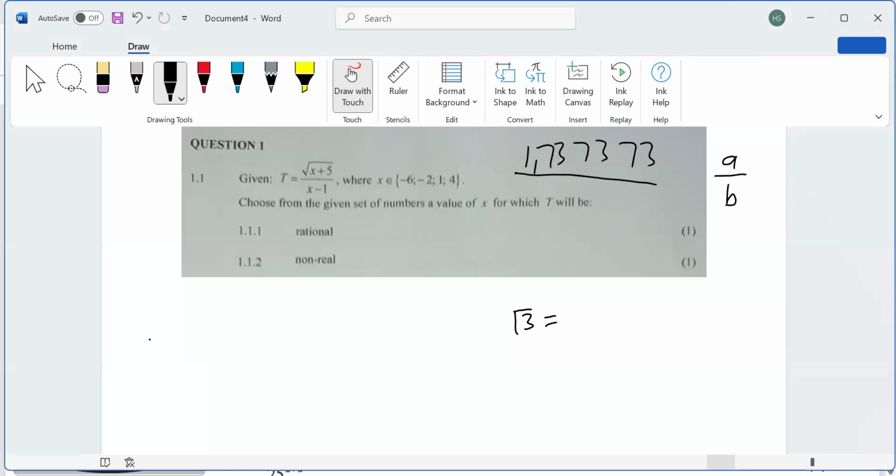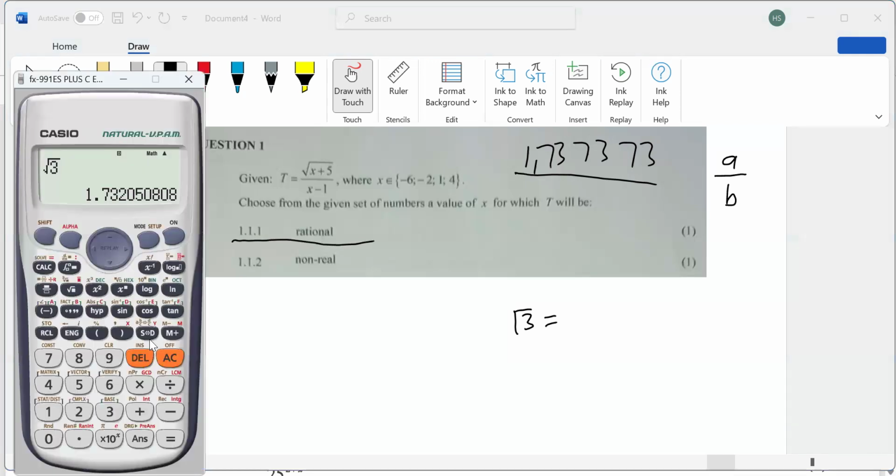So they want to know here, looking at the numbers that you are given, you're given -6, you're given -2, you're given 1, you're given 4. They want to know a number that you're going to substitute for x, the one that is going to give you something which is rational. So you go to your calculator, and then you type this thing. You have a fraction, and then you have a square root, and then you have x.